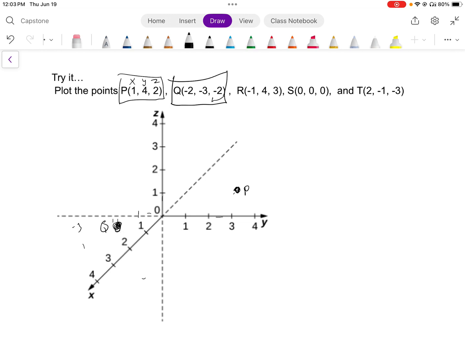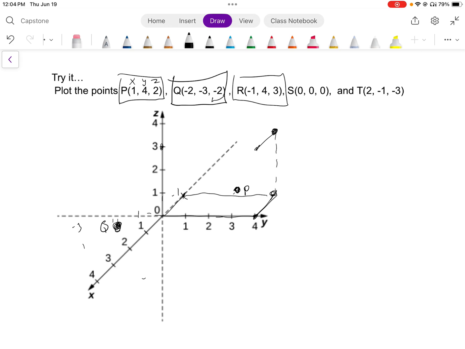This is point Q. Point R is -1, 4, and 3. Again, pause it, try it yourself. -1, 4, and 3 is upward. So -1, my parallelogram. I'm going up 3 from here. So up 3 from the origin is here. Go back here, and there it is.